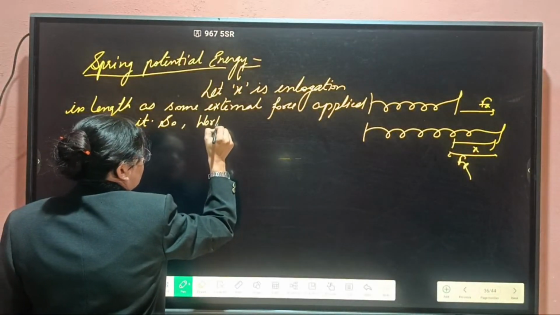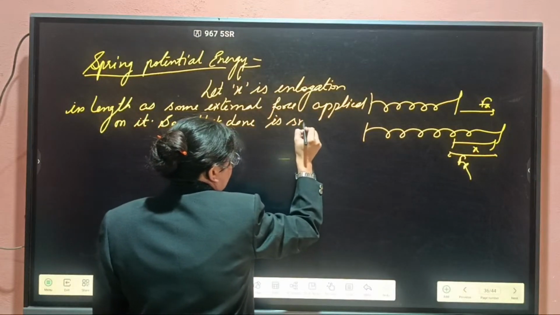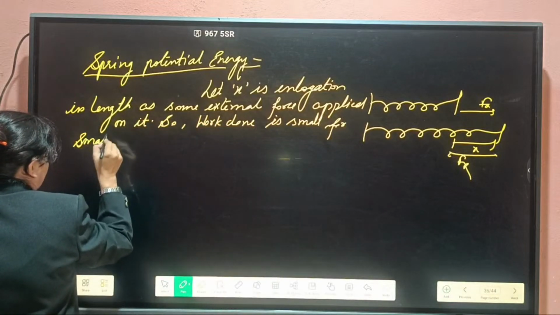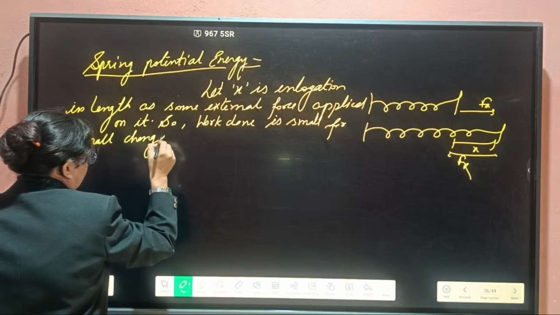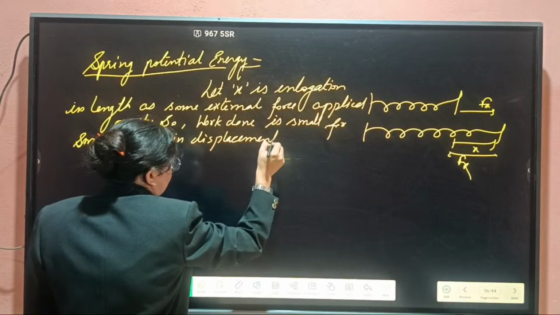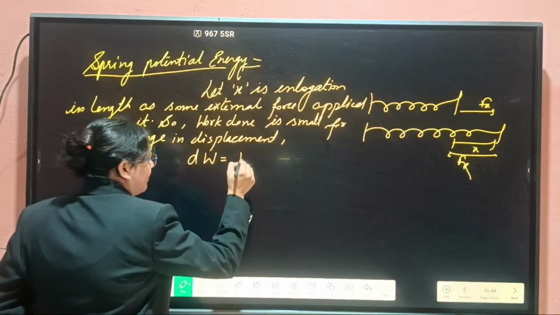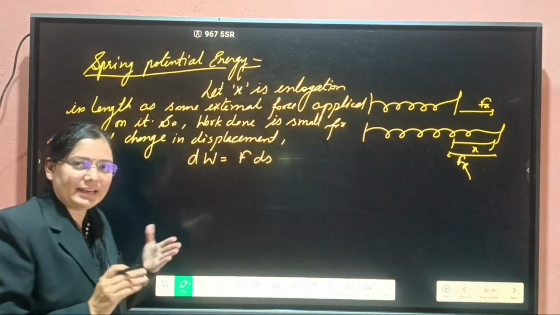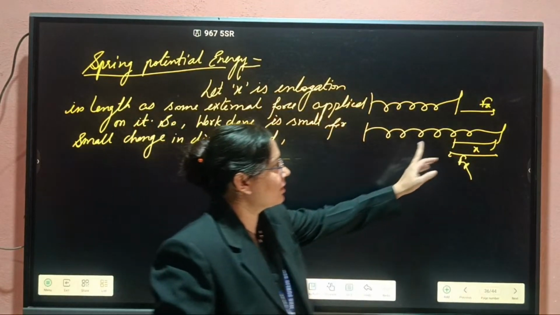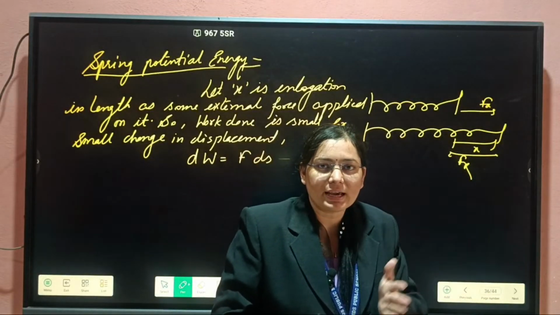work done is small for small change in displacement. Okay, so here we will write dW equal to F.ds. I told you, any work, any type of energy you want to find out, first we will find the work, that how much work it is doing. Elongated from here to here, so as soon as we remove the force, it will regain its original position.